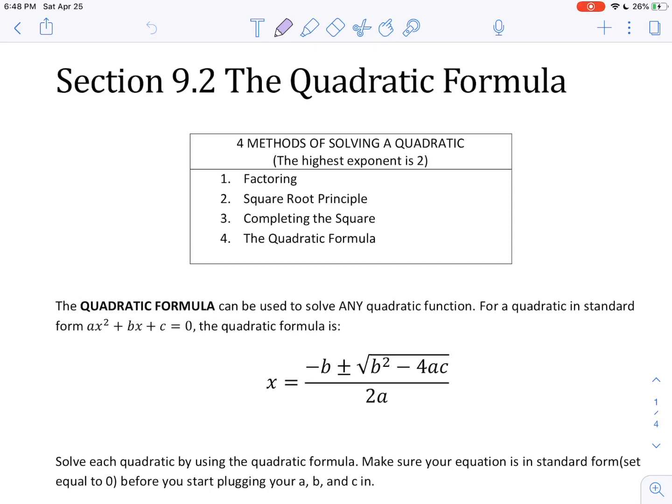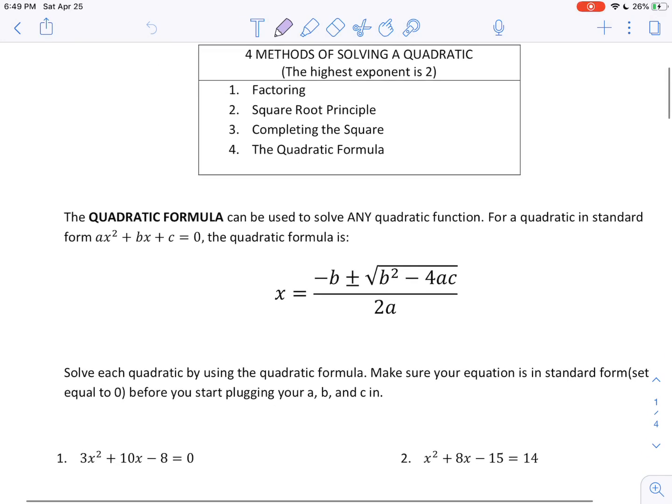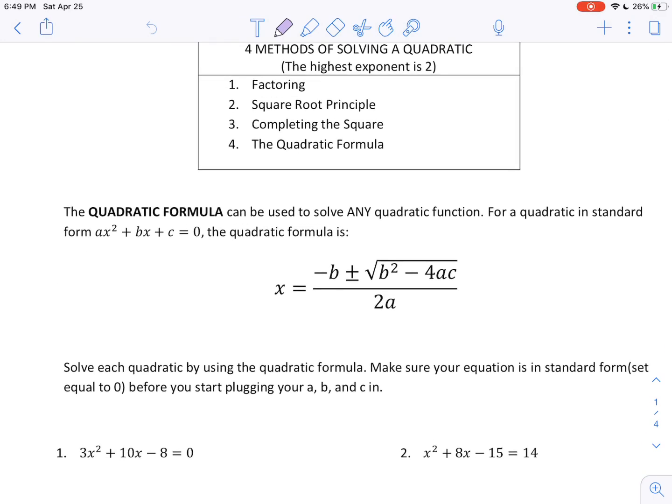Okay, so for a quadratic in standard form, so that means it's ax squared plus bx plus c equal to 0. So it's in descending order set equal to 0. This is the quadratic formula. Hopefully you guys remember the song, right? The opposite of b plus or minus square root b squared minus 4ac all over 2a.